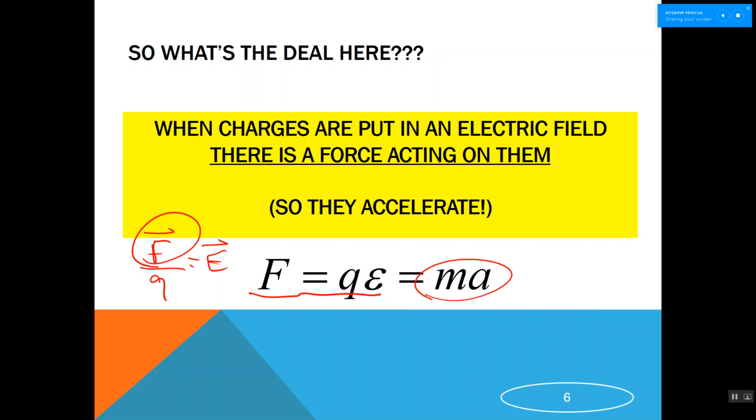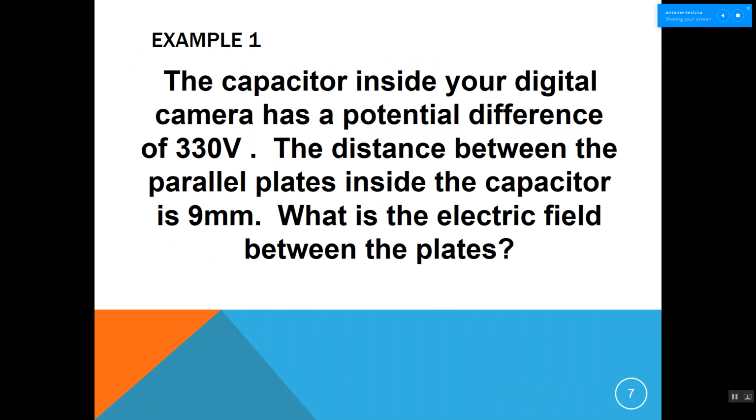So far, so good? Should we do this now? Let's just do these 2 simple problems. All right. Essentially, we have to remember that the electric field is equal to voltage divided by the distance between them. So that's what you're going to need to do in this problem. The capacitor inside your digital camera has a potential difference of 330 volts. The distance between the parallel plates inside the capacitor is 9 millimeters. What is the electric field between the plates? So it's very straightforward.